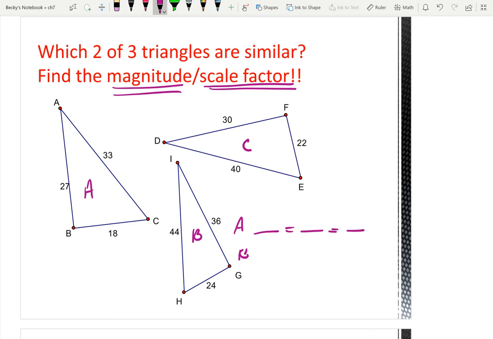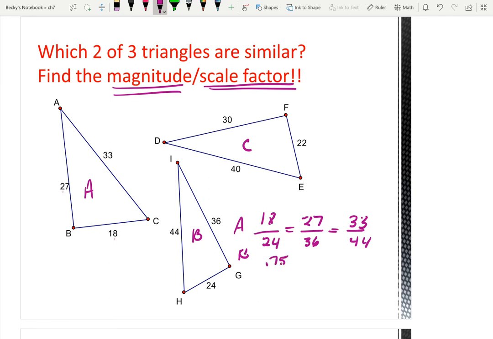Now let's use my little method of smallest to greatest. So on A, 18, 27, and 33. And on B, smallest to greatest, 24, 36, and 44. Okay, now it's calculator time. Now I only have my cell phone, but it'll work. 18 divided by 24 is 0.75.